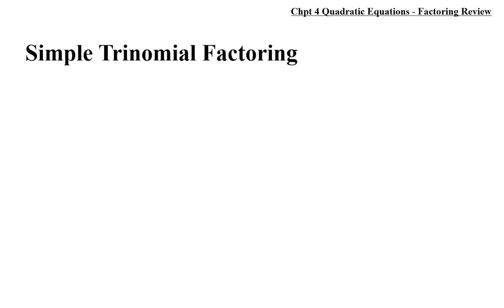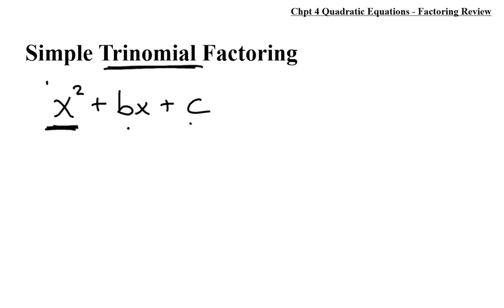Now, second type, simple trinomial factoring. Well, a simple trinomial, first of all, it's a trinomial. What we want to look for is a situation like this. Trinomial, 3 terms. For it to be a simple trinomial, the x squared term that's first has that assumed coefficient of 1. There's nothing with the x squared other than a 1. That's what makes it a simple trinomial.